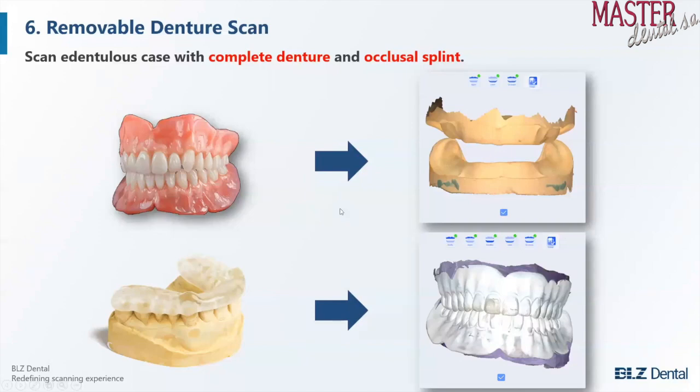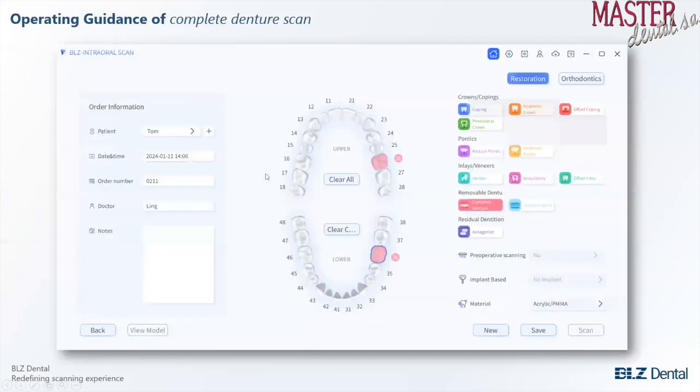And I will show you the operation guidance for each scanning type separately. So first, we can see the operating guidance of the complete denture scan. The first thing we need to do is to create the order. After filling in the order information and choosing the teeth, we need to find the removable denture choices here and choose complete denture, the first one. After we accomplish these operations, we can save the order and start the scan.